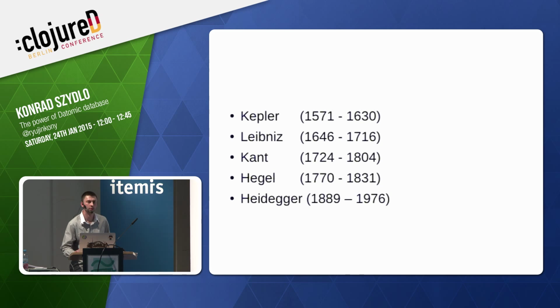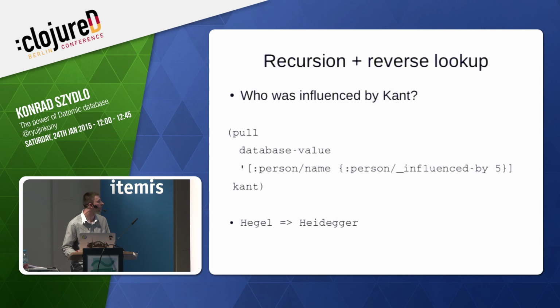Okay, so we know who influenced Kant, but what if we want to find out who was influenced by him? As it turns out, it's quite easy to answer such a question by using recursion plus reverse lookup. So here again, we want to find out the name of a person that was influenced by, and we use an underscore in our attribute. So we've got person slash underscore, and the answer that we would get was that Hegel was influenced by Kant and Heidegger was influenced by Hegel.